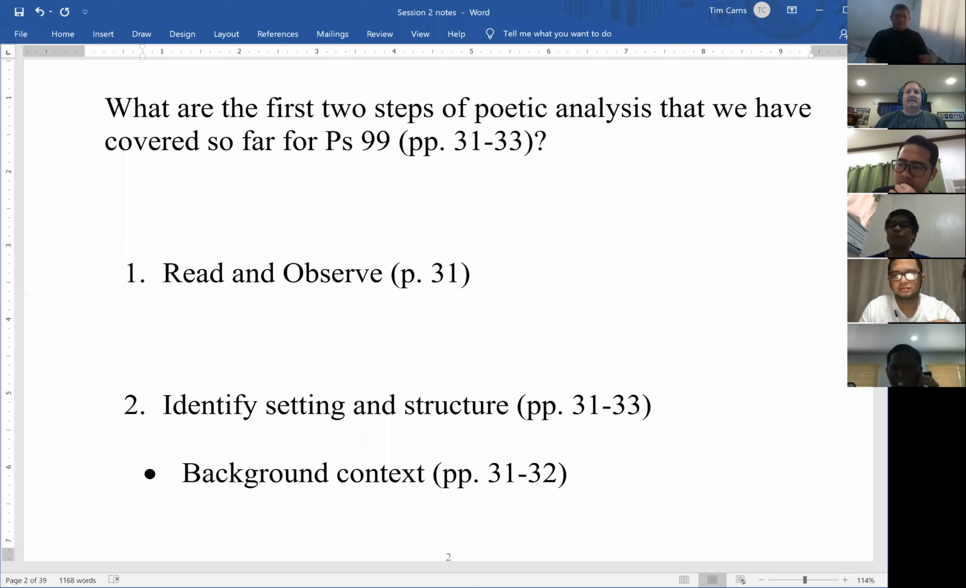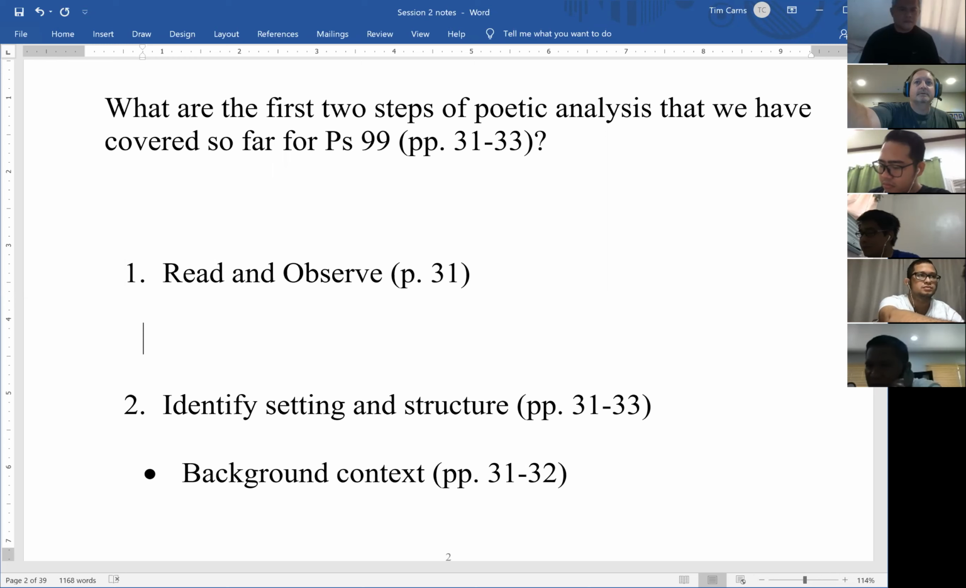Now, when I say setting, what do I mean by that? Jason, if I were to mention the setting of a psalm, what would that entail? What am I talking about? The author. Yeah, the background, the author, the location, the time it was written. Yeah, excellent. It's the author.